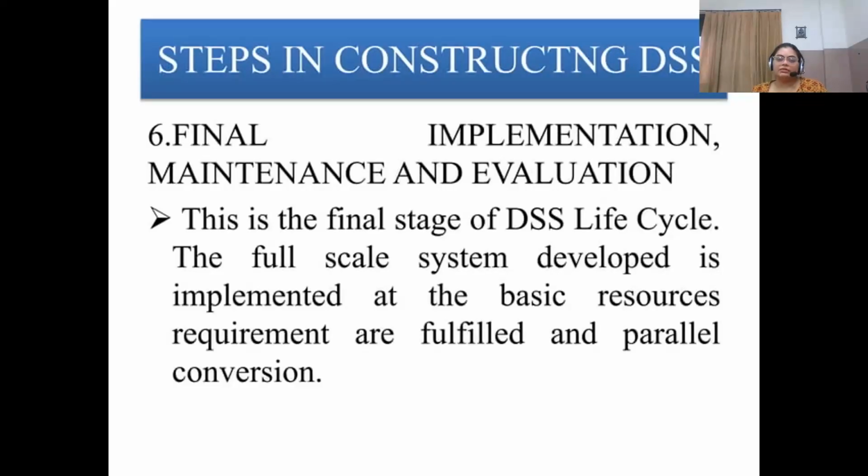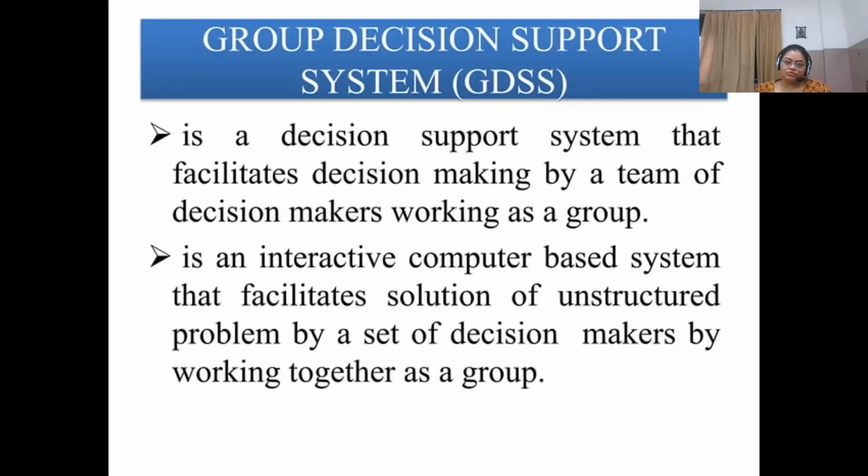Next is final implementation, maintenance and evaluation. This is the final stage of the DSS life cycle. The full-scale system developed is implemented as the basic resource requirements are fulfilled, along with parallel conversions. So this is the last stage. Here your DSS will be properly and fully constructed and implemented, for some resource requirements, and it will fulfill those conversions.